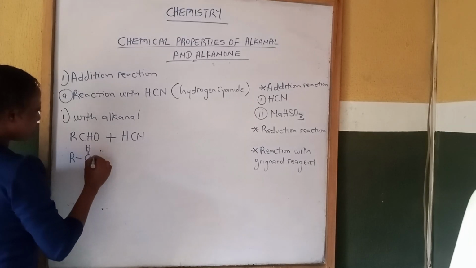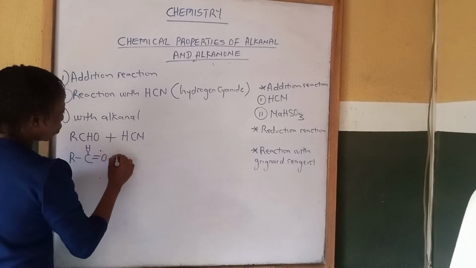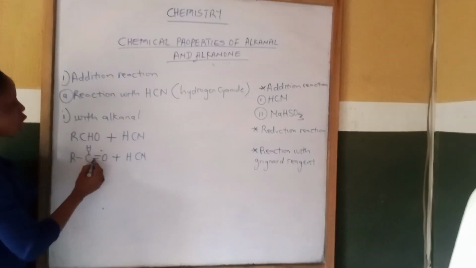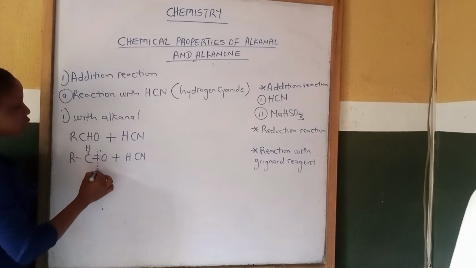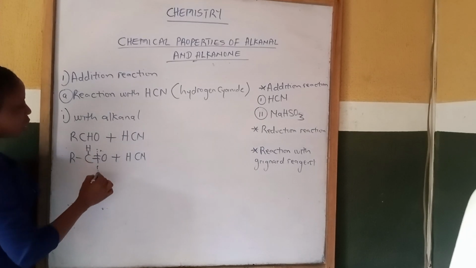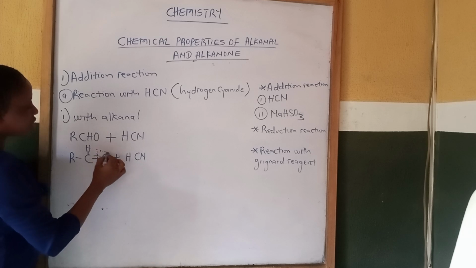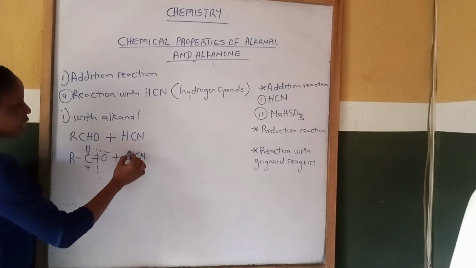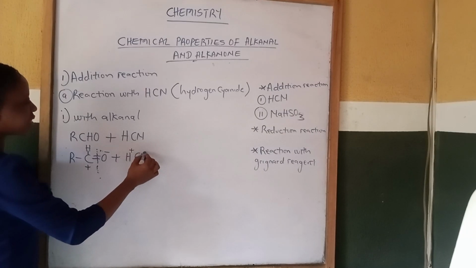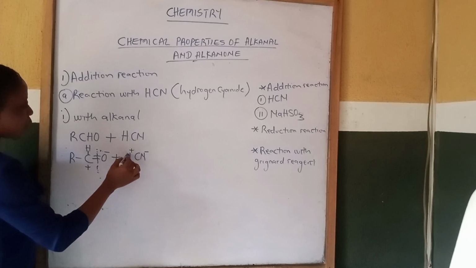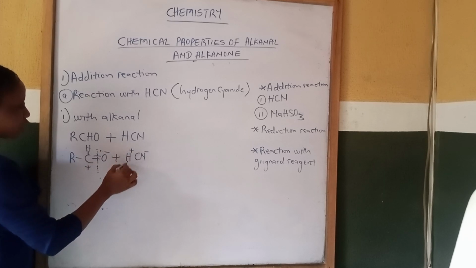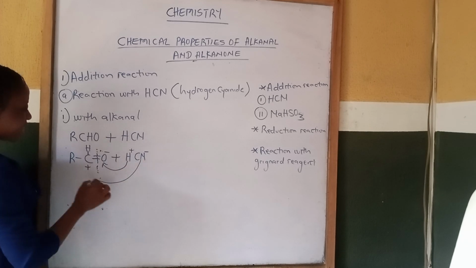C double bond O, plus hydrogen and CN. The double bond will break. When the double bond breaks, this oxygen is negative, so the other side will be positive. Hydrogen is positive, and automatically our cyanide will be negative. The positive will react with the negative. So hydrogen will come here, while cyanide will come here.